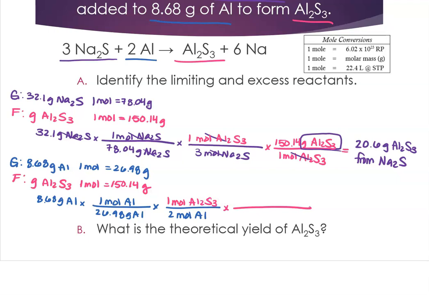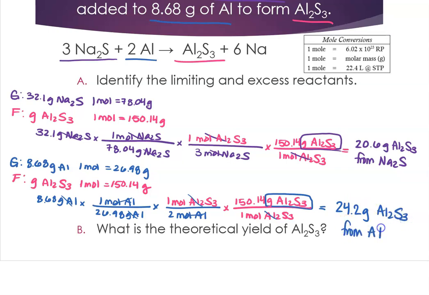The nice thing is that because we're finding the same thing, the second half of my problem is going to be the same. So I'm solving for Al2S3, so 1 mole goes on the bottom and the molar mass goes on top. Grams cancel with grams, moles cancel with moles, moles cancel with moles again, and I'm left with grams of Al2S3. All right, so when I do this math, I get 24.2 grams of Al2S3 from the Al.